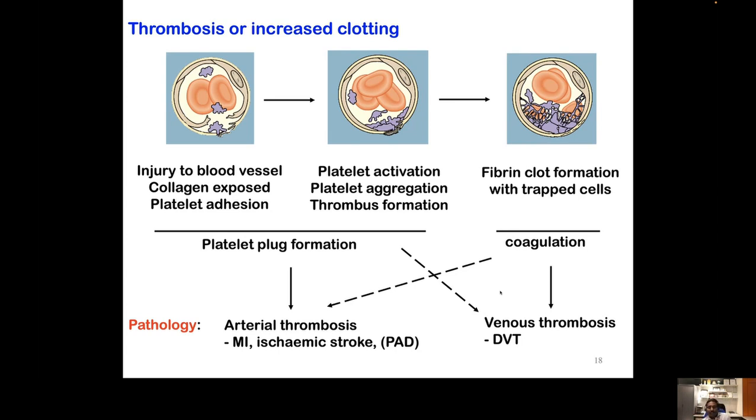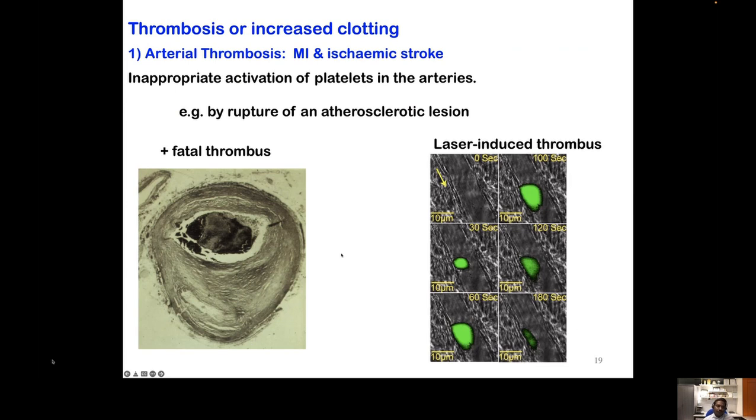Arterial thrombosis is mainly driven by platelets, and therefore they will take antiplatelet drugs. The coagulation cascade will play minimal roles here. Venous thrombosis is mainly driven by the coagulation cascade, and therefore they will take anticoagulant drugs, and the platelets will play a minimal role here. So this is the main difference. If you understand this, next year thrombotic diseases will be completely easy for you.